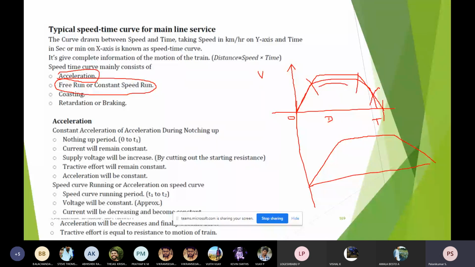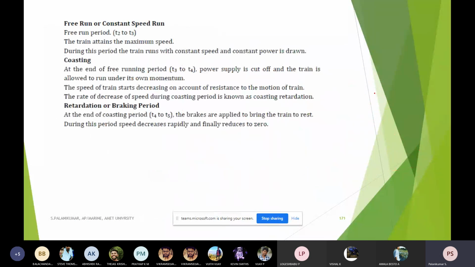If you travel in any train, this is what happens. After a certain period, acceleration will go, then it will keep on going at a constant speed. Then whenever a station is approaching, coasting will automatically be there. Exactly at the station, when it is reaching the platform, where the red signal is, it will be stopped. That is braking, retardation. Here we can see a graph for that.